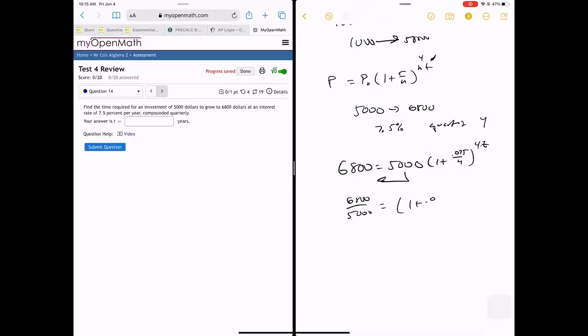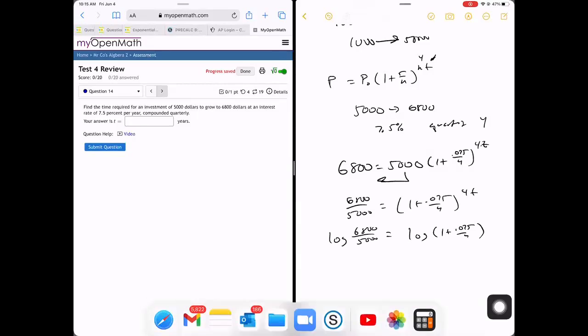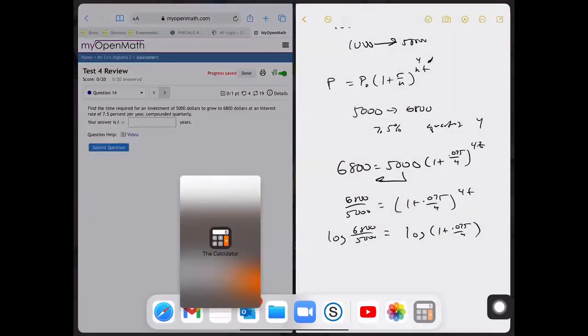1 plus 0.075 over 4, to the 4t. We need to log both sides. I'm going to use log of 6,800 over 5,000 is equal to log of 1 plus 0.075 over 4, to the 4t. You could type that in a calculator if you want. Instead, if you want to write a decimal number, you can.